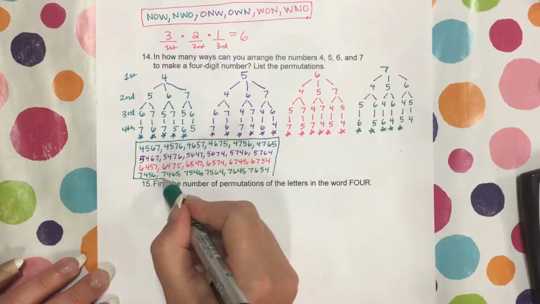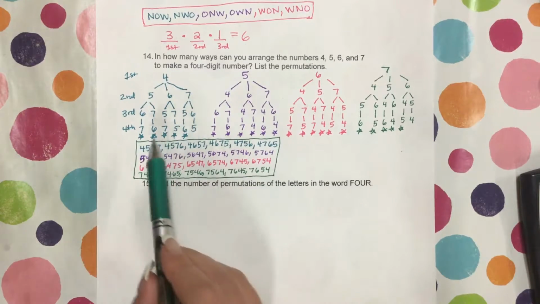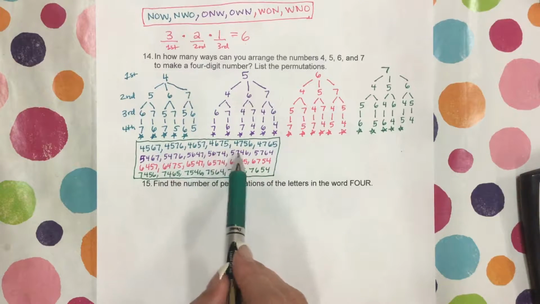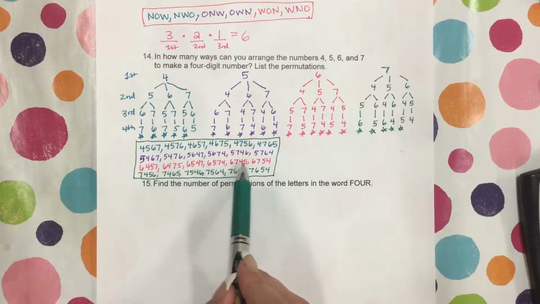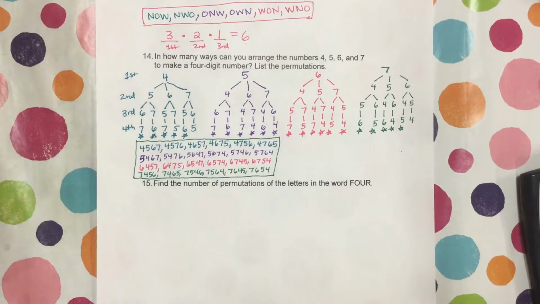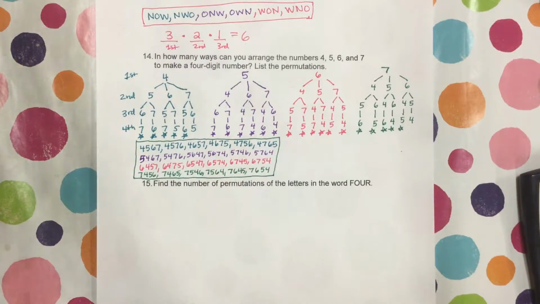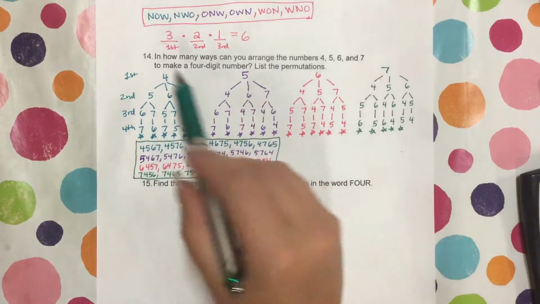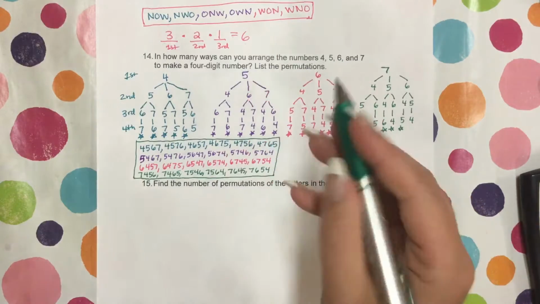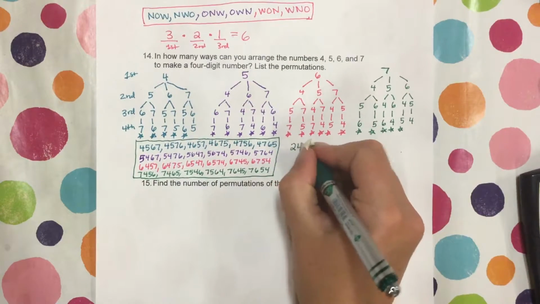That was a lot of permutations. So let's count them up. 1, 2, 3, 4, 5, 6, 7, 8, 9, 10, 11, 12, 13, 14, 15, 16, 17, 18, 19, 20, 21, 22, 23, 24. Wow. So that would be 24 different ways. 24 permutations. It says, in how many ways can you arrange the numbers 4, 5, 6, 7 to make a 4-digit number? It would be 24 ways.